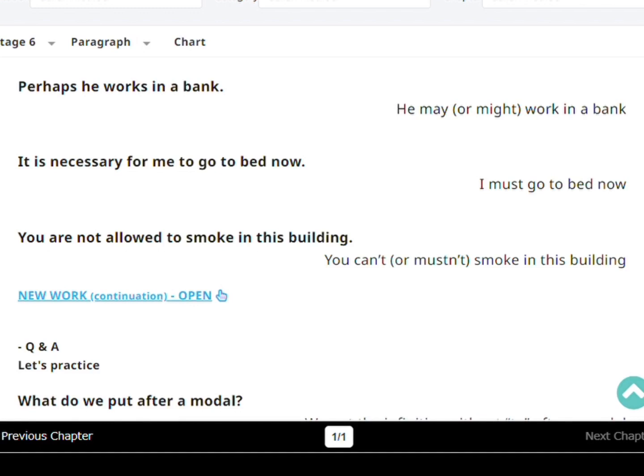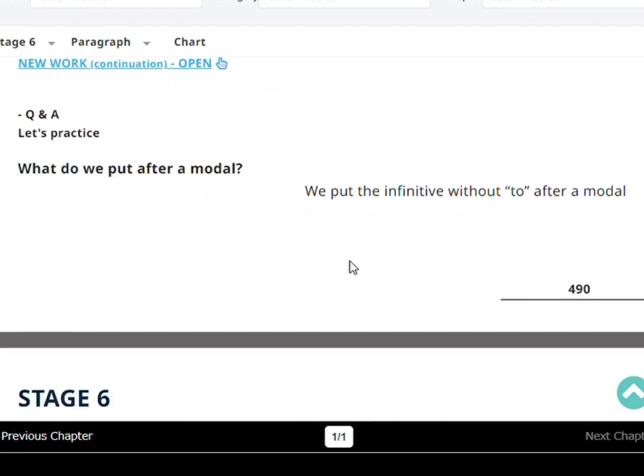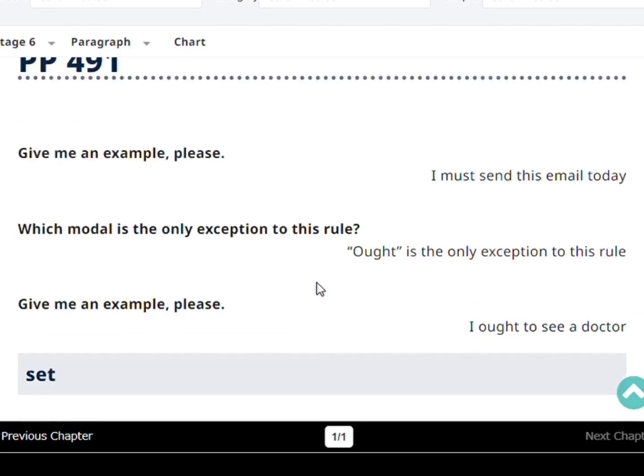You are not allowed to smoke in this building. You can't smoke in this building. Very good. What do we put after a modal? We put the infinitive without to after a modal. Well, give me an example.